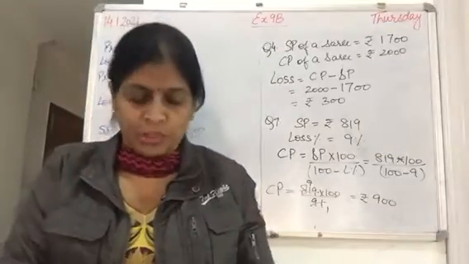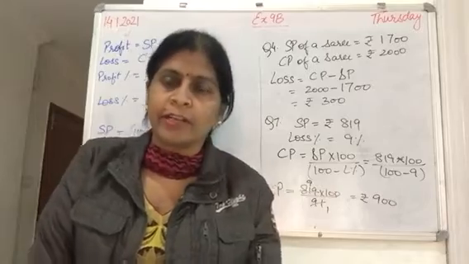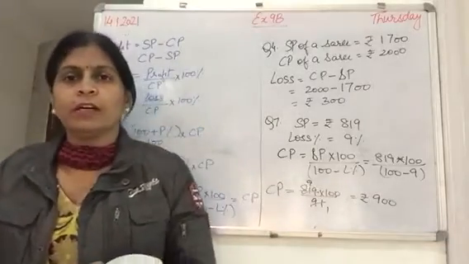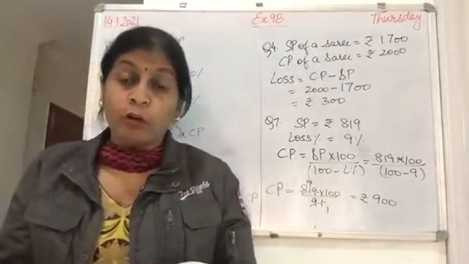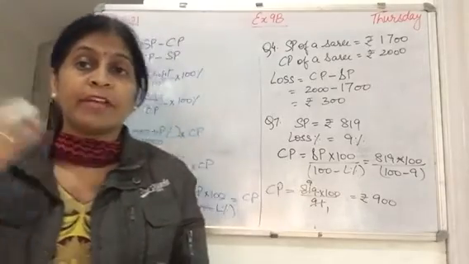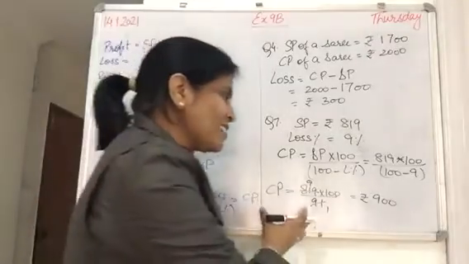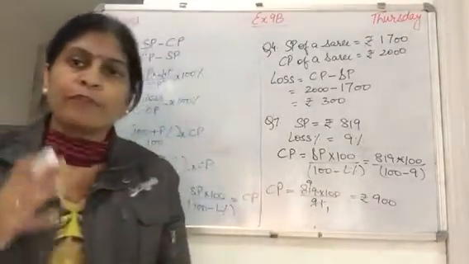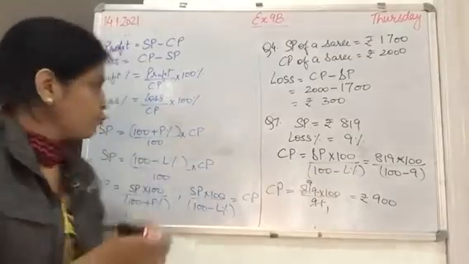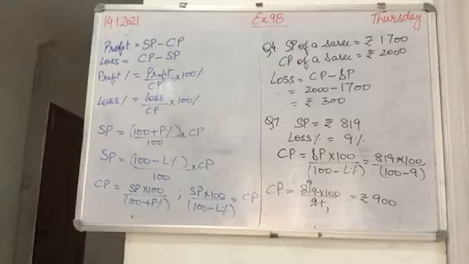Now the second situation says he has already sold it. Vinay has already sold it, but they are assuming an imaginary condition. At what price should he sell to make a profit of 5%? So cost price will remain the same. Now profit percent is 5. We have to find out the selling price. Clear? So let's do it.